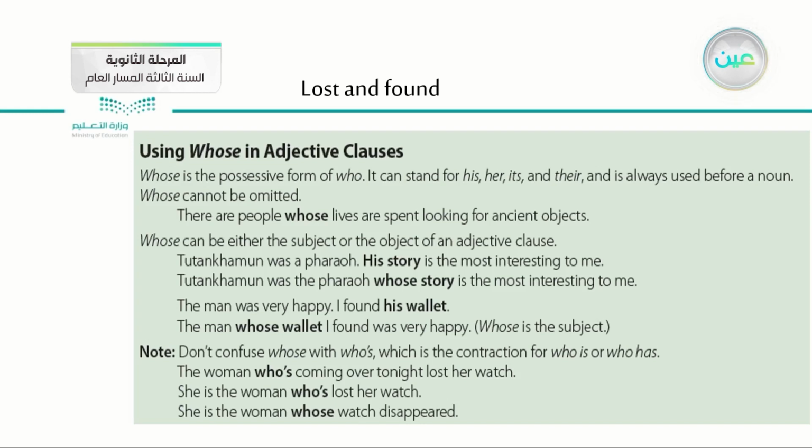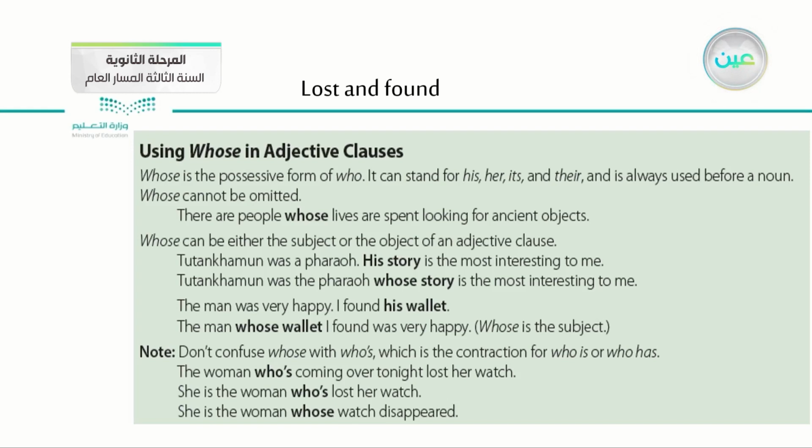If we go over this one, Tutankhamun was the pharaoh whose story is the most interesting. So we used whose here as a possessive of Tutankhamun as a pharaoh. The man was very happy. I found his wallet. As you see, this is a sentence which contains two clauses. The first one is this, and the second one is this. As you see here, we use whose. The man whose wallet I found was very happy. So here whose is the subject of this sentence.